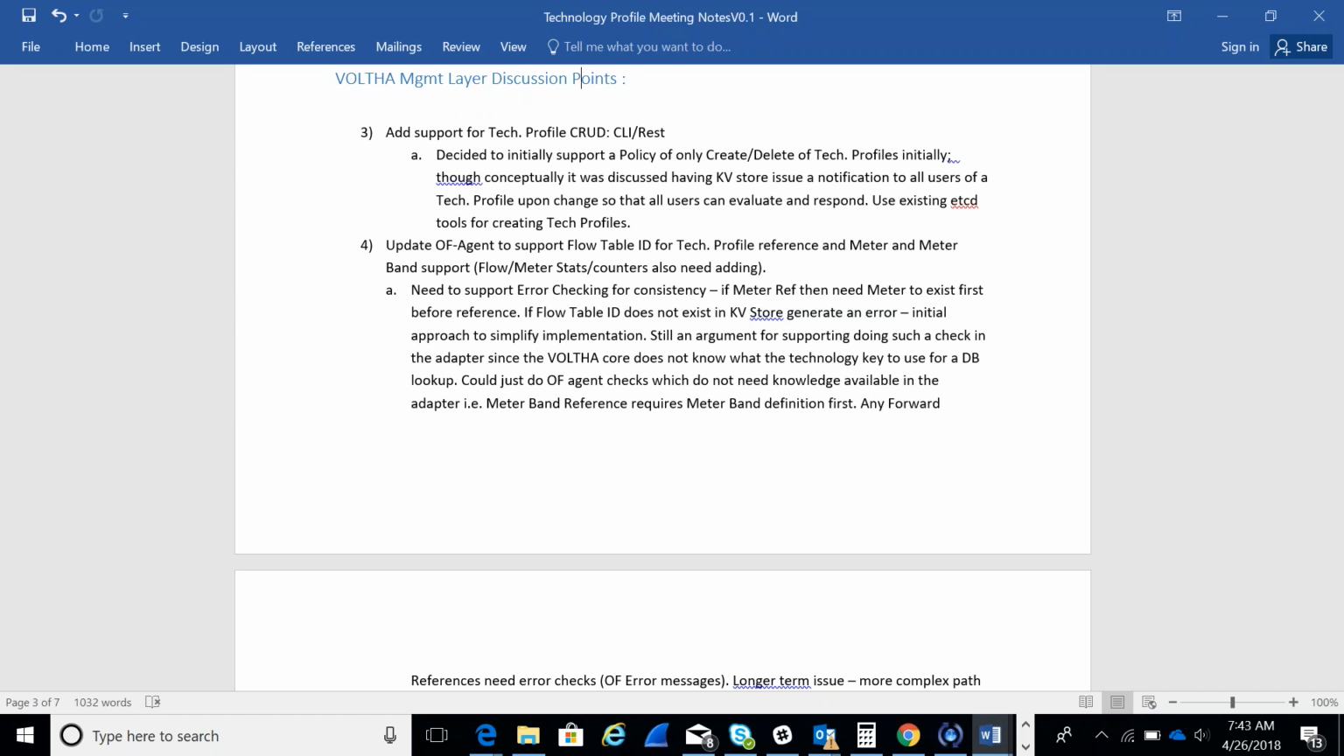Conceptually there's a way to support an update, where the key value store issues a notification to all the users of a particular profile if an update occurs. But initially we thought we'll just keep it simple and support create and delete.